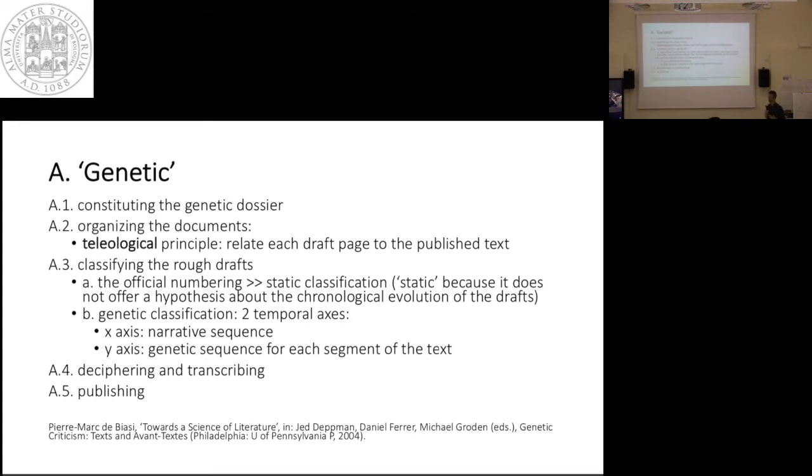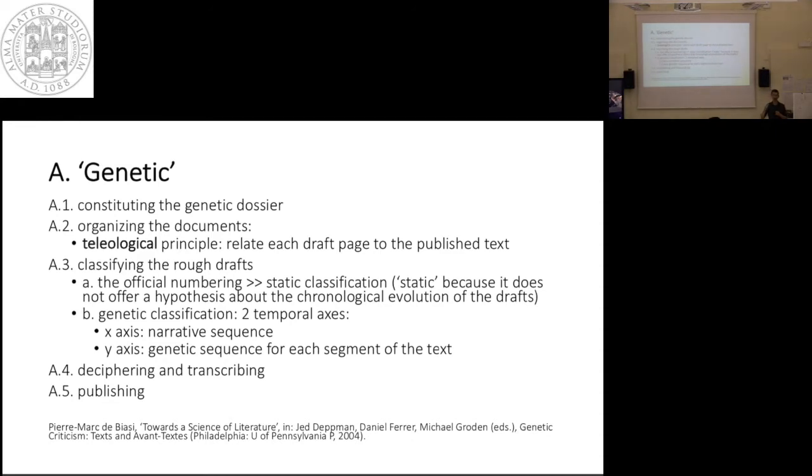Then you have to classify the rough drafts, because all these things are in different archives, so in different catalogs. The catalog numbers do not connect to each other. You have to create a new numbering system. Usually they use an x-axis and a y-axis for that. The x-axis indicates the narrative sequence, the 20 chapters of the novel, and the y-axis is the temporal sequence of the different versions.